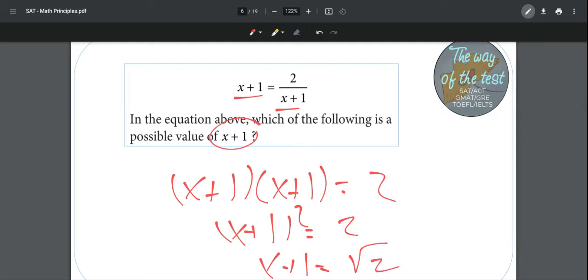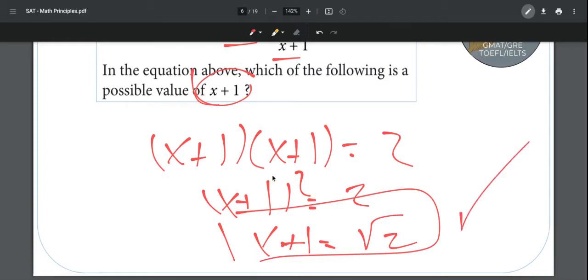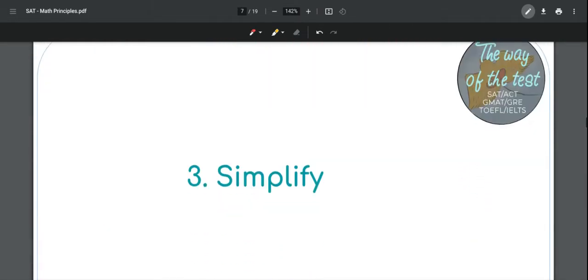So yes, x is the square root of 2 minus 1, but we don't really care about x because we care about x plus 1, and we already have x plus 1. Okay, so remember, don't solve for x if it's not necessary.